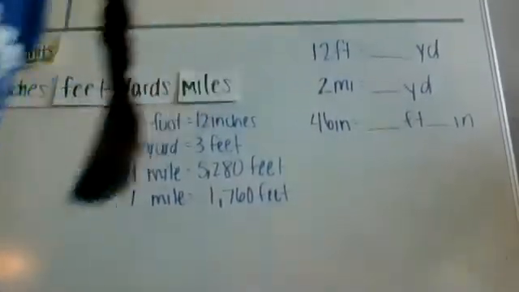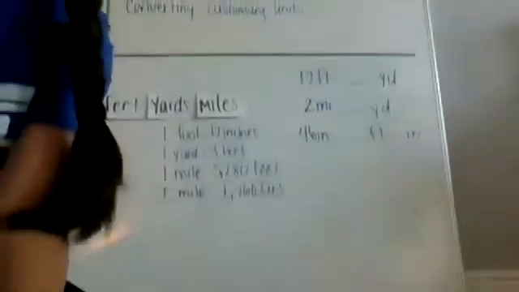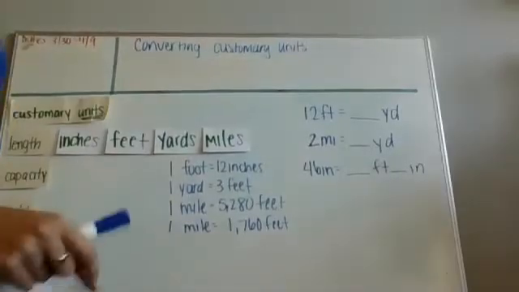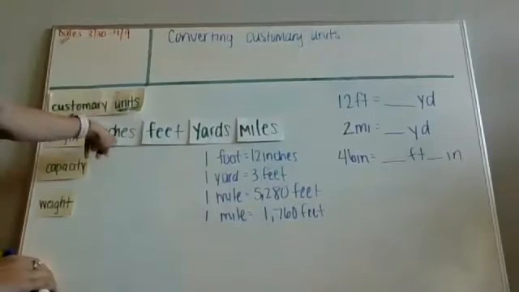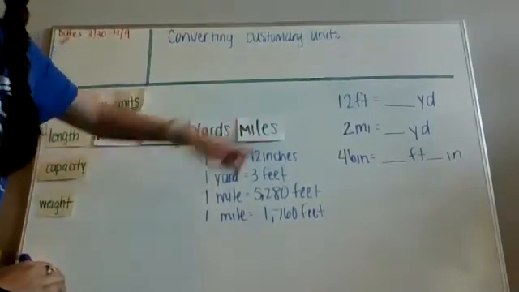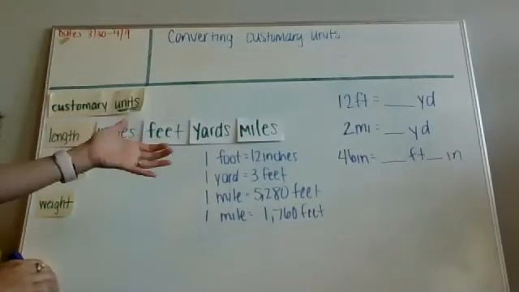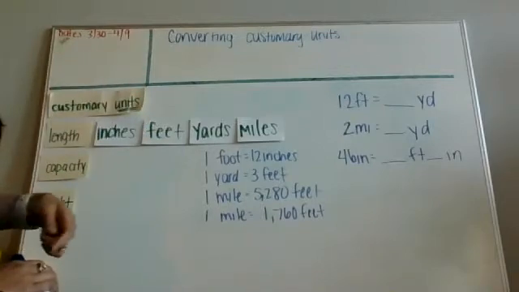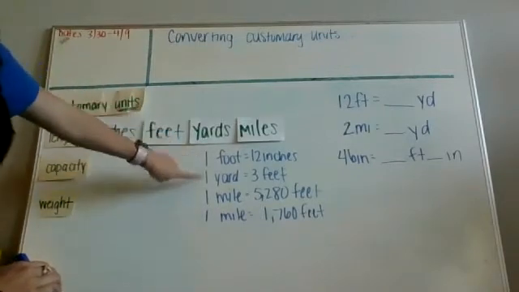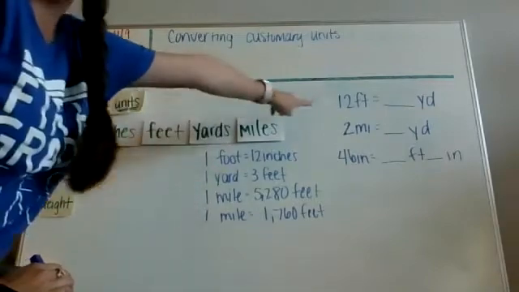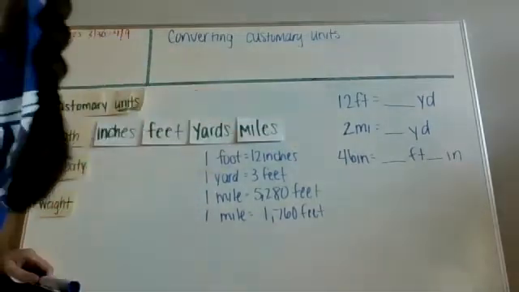All right, so I'm gonna walk over to my board, sorry. And here's kind of what I have set up. So we have the customary conversions, and we need to know the inches, feet, yards, miles. We have to know that in order because that tells us if we're gonna multiply or divide, okay? Then we also have our conversions chart here. And then I have some practice problems over here.